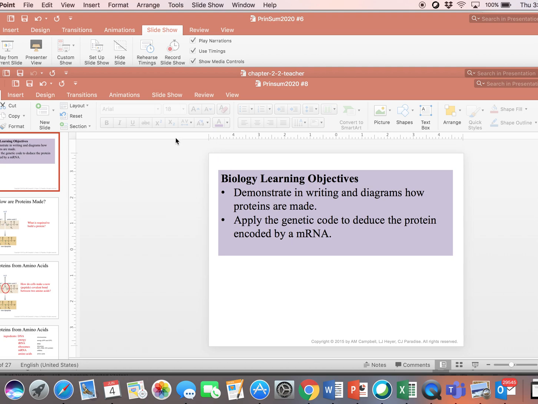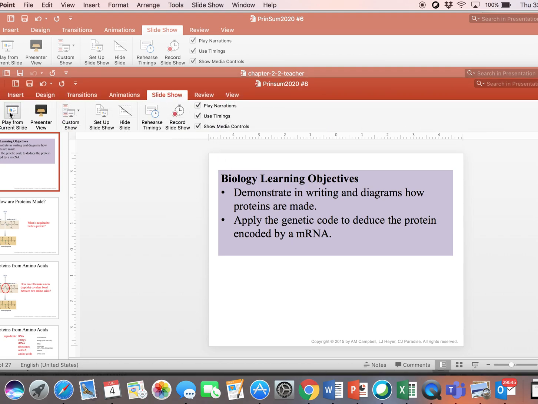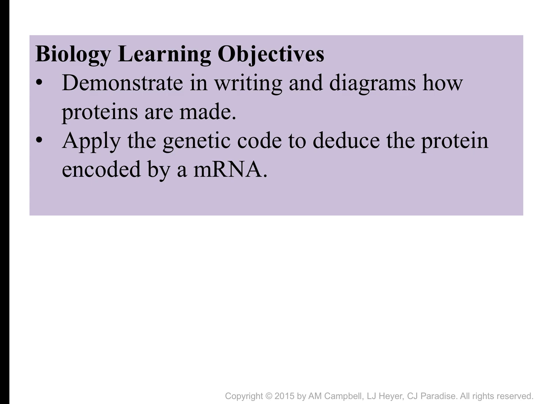Podcast number 8. And here we're going to talk about how proteins are made, in terms of how they figured out the codon table. And the codon table is what mRNA codon codes for what amino acid.